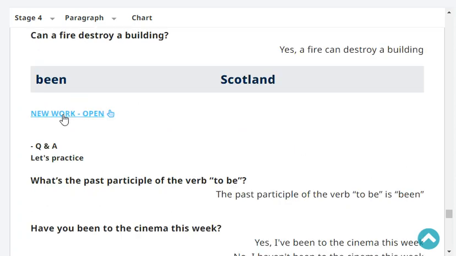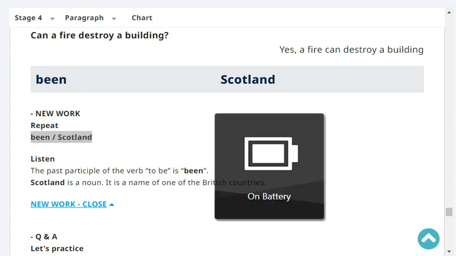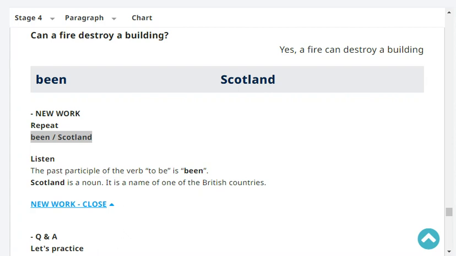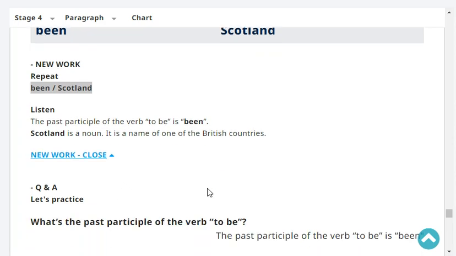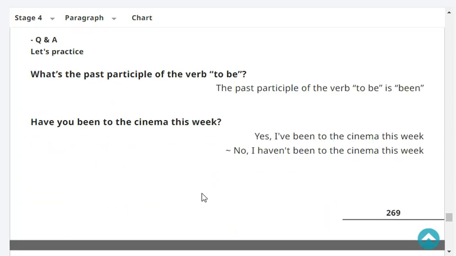Next, repeat. Been. Scotland. Very good. Okay, listen. The past participle of the verb to be is been. Scotland is a noun. It is the name of one of the British countries. Let's practice. What's the past participle of the verb to be? The past participle of the verb to be is been. Very good.